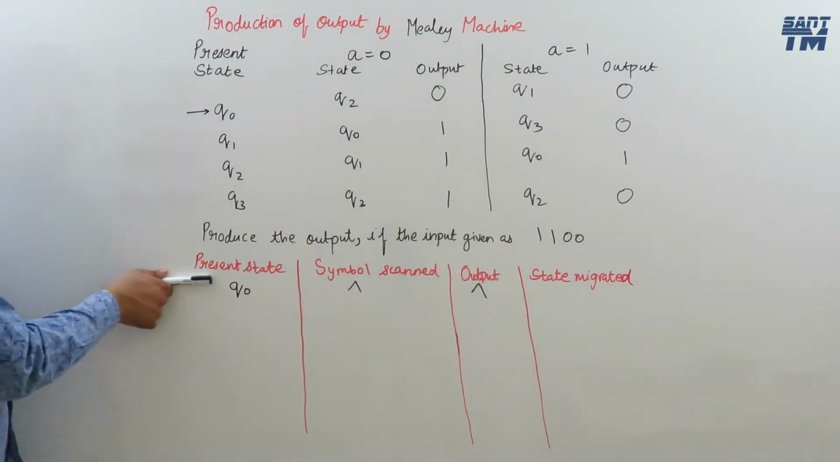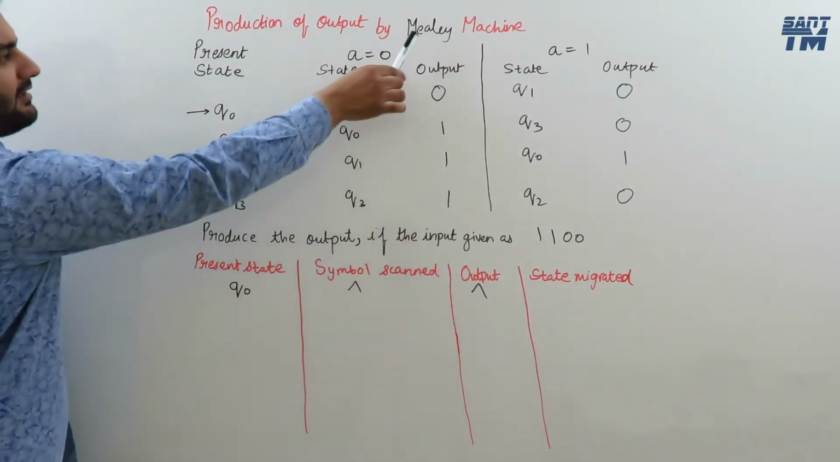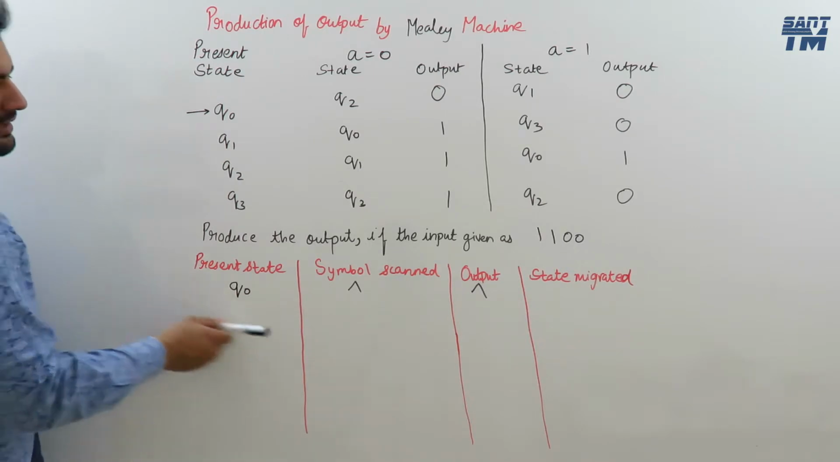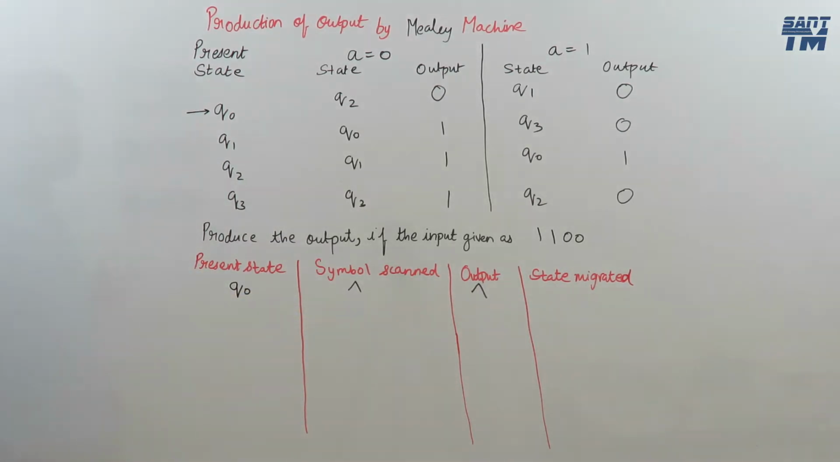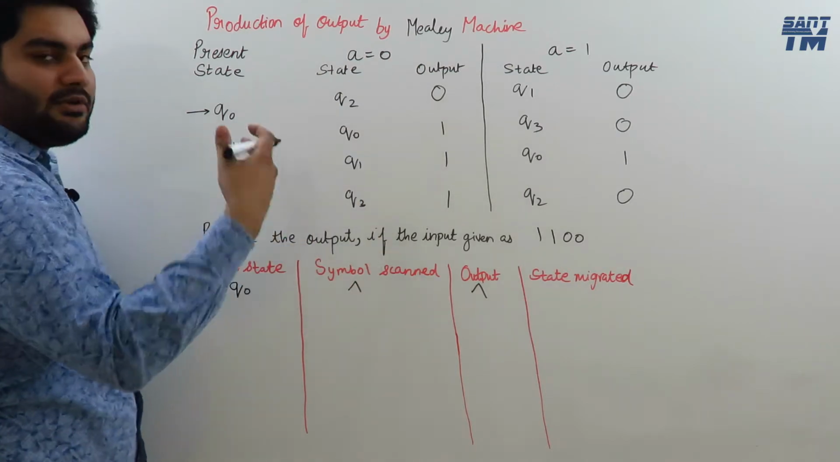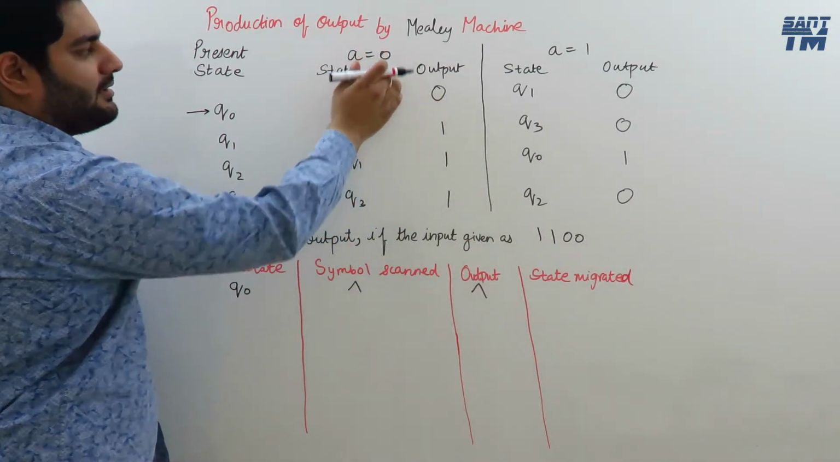Now this is a point to be noted. In a Moore machine, when no symbol was scanned, the output was 0, but in a Mealy machine, the output is null when no symbol is scanned. Why? Because in a Moore machine the output is ready to be shifted, but in a Mealy machine there can be no output until an input symbol is applied, because the output is dependent on the input symbol.